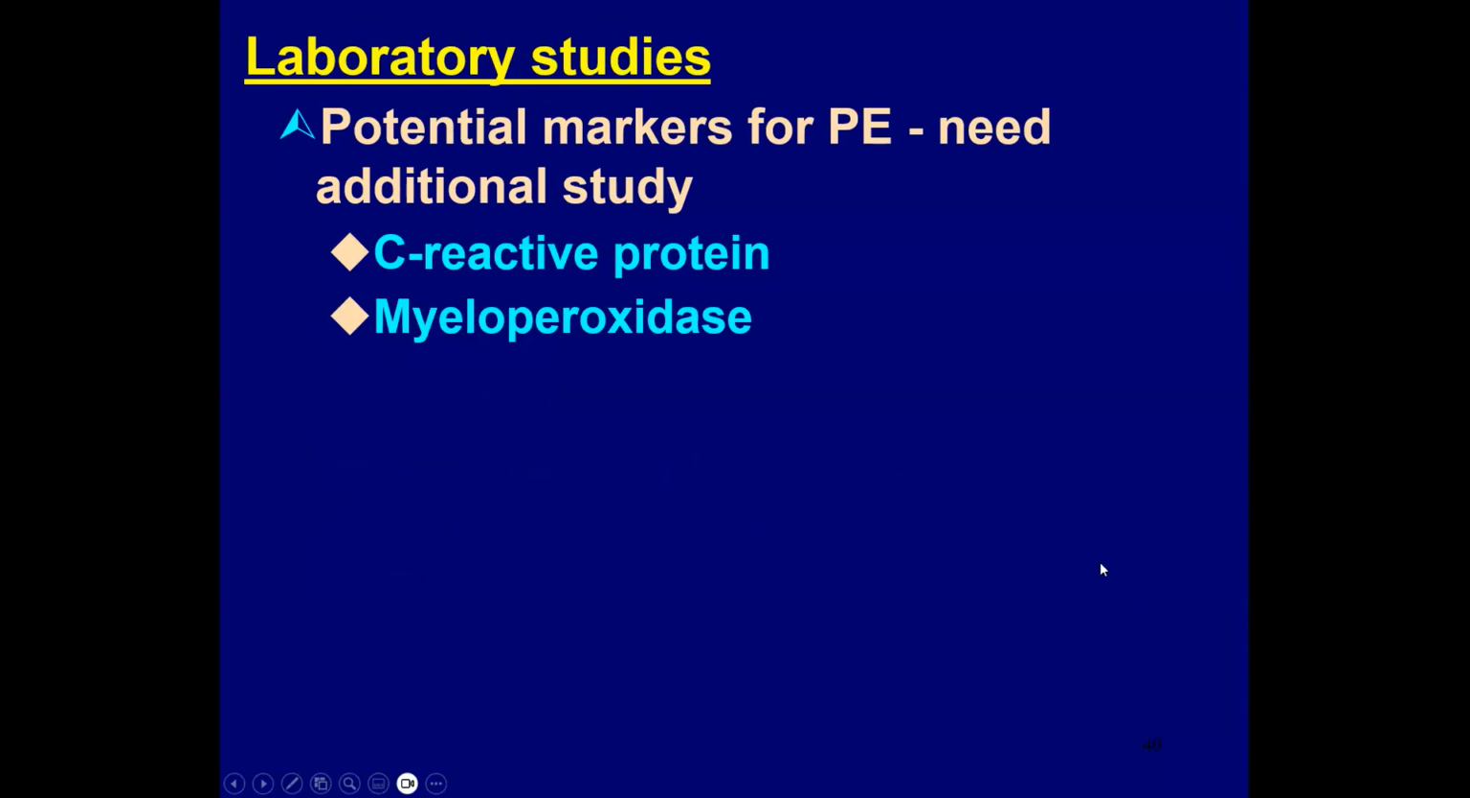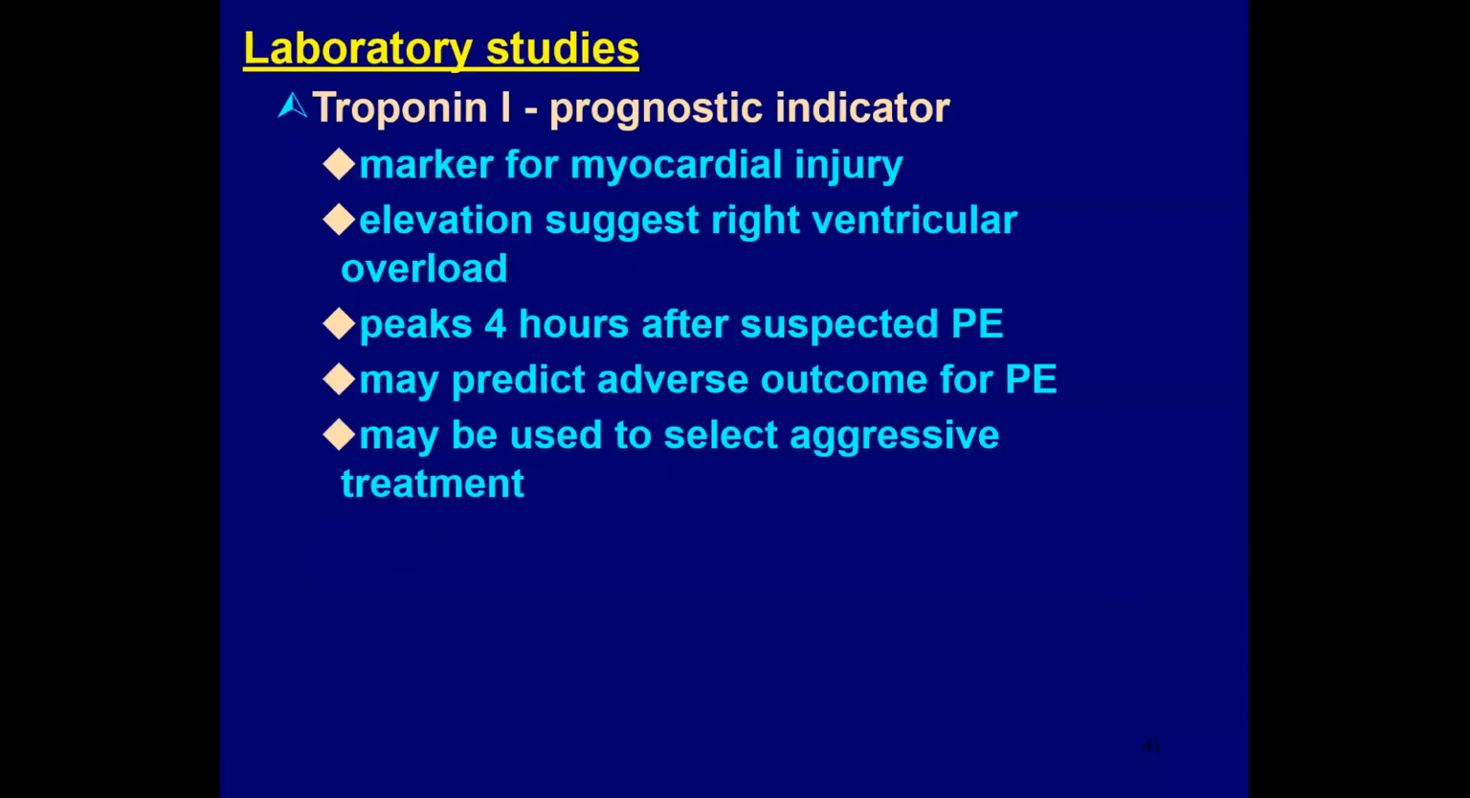There are other potential markers for PE, but they need additional studies. These include the C-reactive protein and a substance known as myeloperoxidase. Other studies that are done include the troponin I. And the troponin is primarily used as a prognostic indicator. In other words, how bad is it going to get?